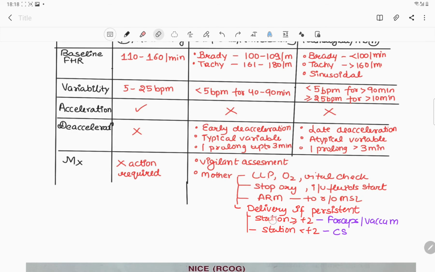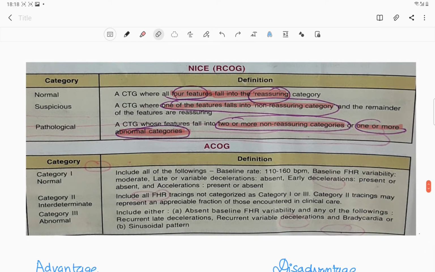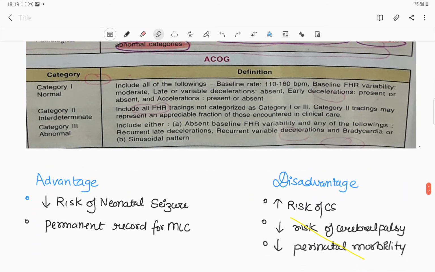We have to assess the station. If it is more than or equal to +2, then forceps or vacuum delivery can be considered, and if the station is less than +2, then cesarean is done. According to the NICE guidelines, the normal category is when all 4 features fall into the reassuring category, and suspicious is when one of the features falls into the non-reassuring category, and pathological when 2 or more non-reassuring categories or 1 or more abnormal category is there.